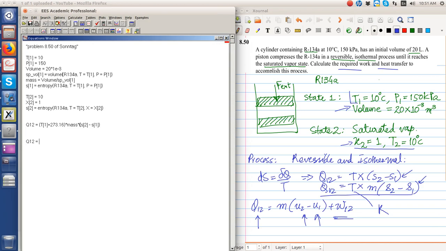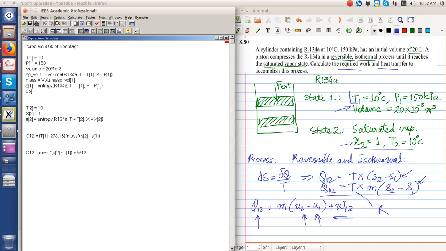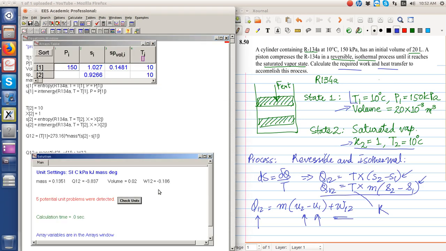Similarly, using the first law, Q12 equal to mass times U2 minus U1 plus W12. This will give us the work done because Q is known from this state. So we go up and write down the expressions for the internal energy. Okay, so the work done is minus 3.816 kilojoule. The heat transfer is minus 3.837. So heat is lost by the system and work is done on the system.